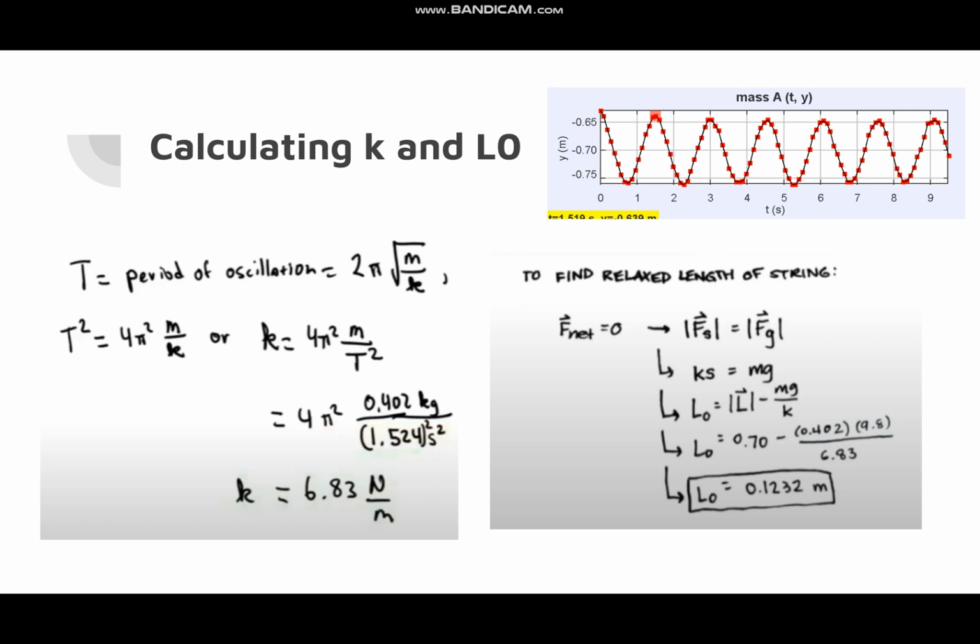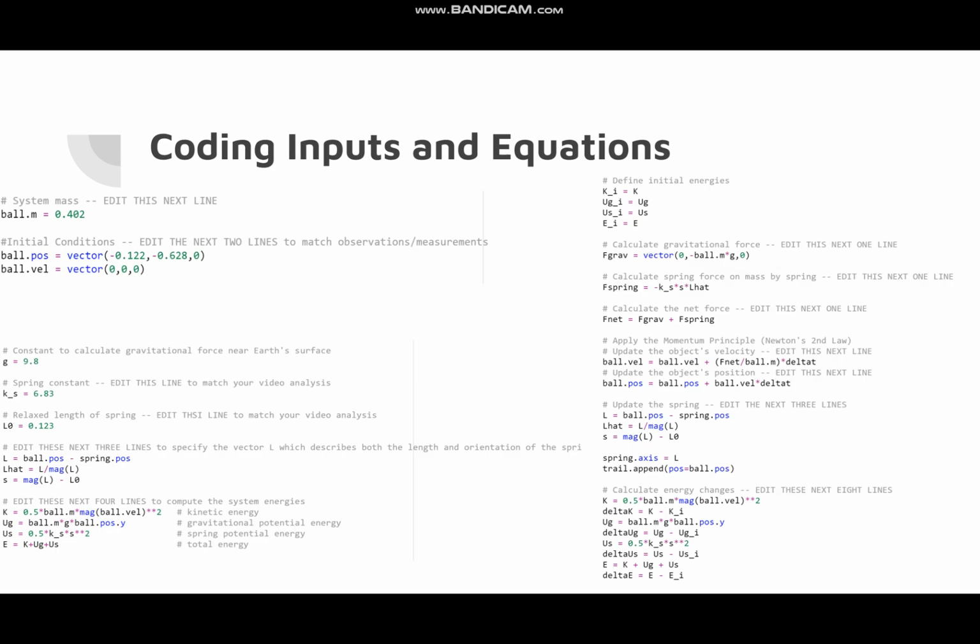Calculating K and L naught, we can use the period of oscillation formula, which is 2 pi root m over K, to find K and L naught using what we're given. We rearrange the formula for K, and we find that K in this instance is 6.83 newtons per meter. And we can use that K to find L naught, using Ks equals mg, and L naught is 0.123 meters.